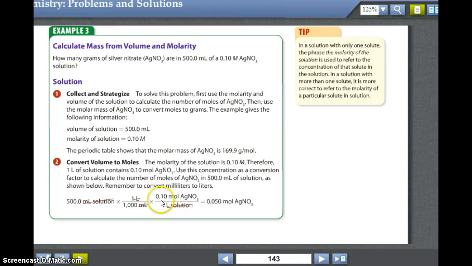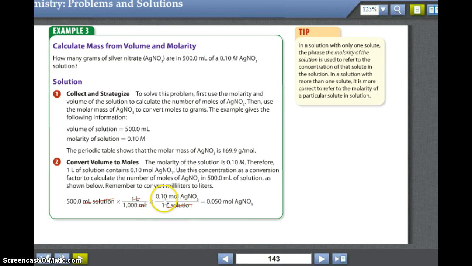And with that then, we have 0.1 moles of AgNO3. So the molarity of the solution is 0.10 molar. Therefore, 1 liter of solution contains 0.10 moles of AgNO3. Use this concentration as a conversion factor to calculate the number of moles of AgNO3 in 500 milliliters of solution, as shown below. Remember to convert milliliters to liters.